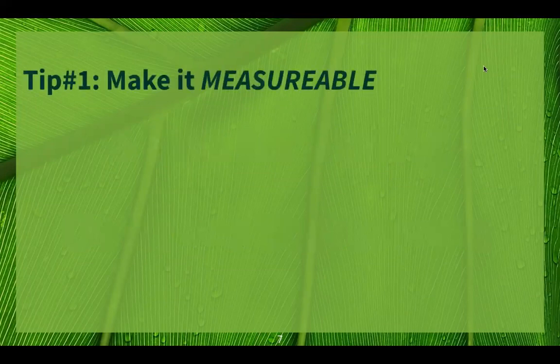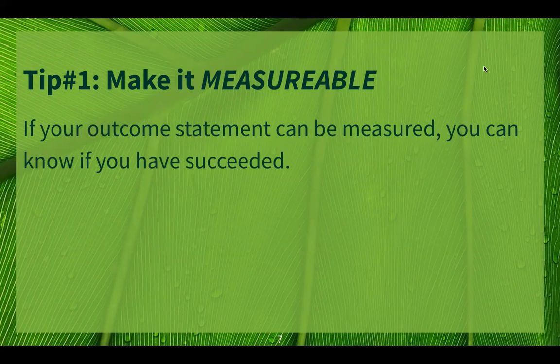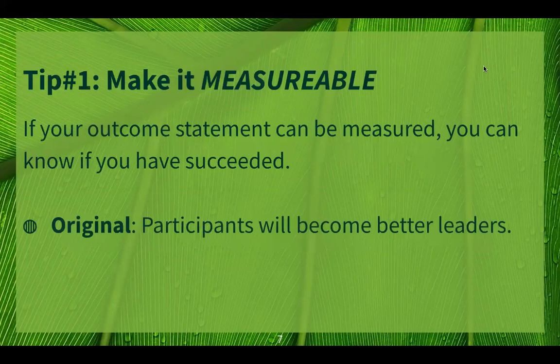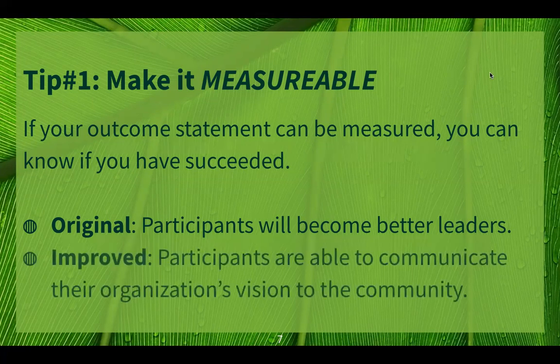Tip number 1, make it measurable. If your outcome statement can be measured, you can know if you've succeeded. Take this example. Participants will become better leaders. There is nothing wrong with this statement, but one thing I'm not sure about is what we mean by better. How can I know that someone is better? What exactly are they able to do better? We can make it a bit more measurable by writing, participants are able to communicate their organization's vision to the community. With this outcome statement, I can know for sure if our intervention was successful or needs some improvement.